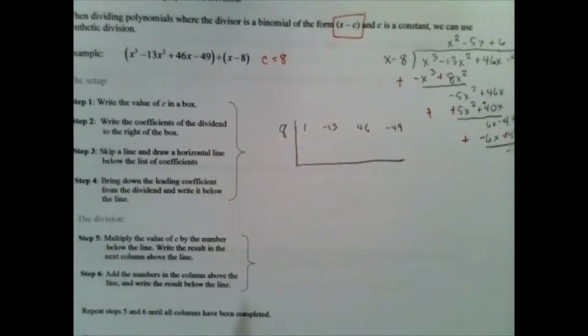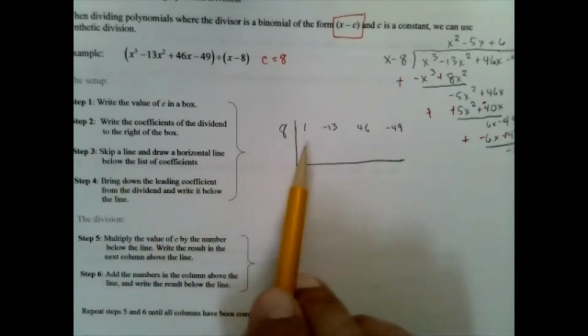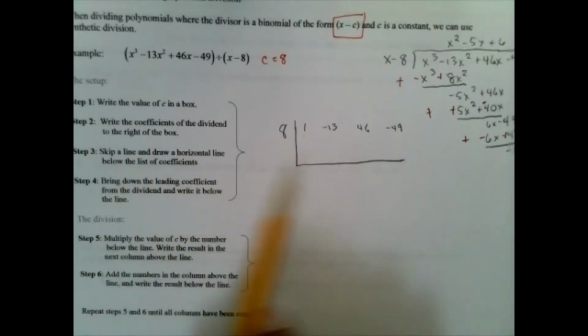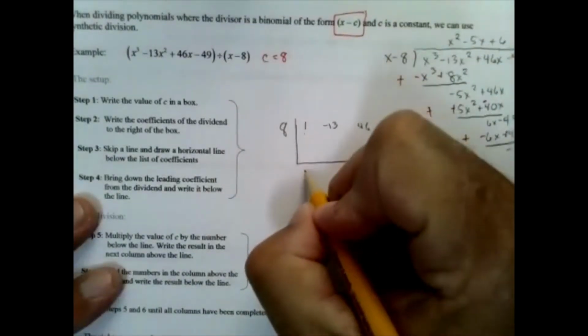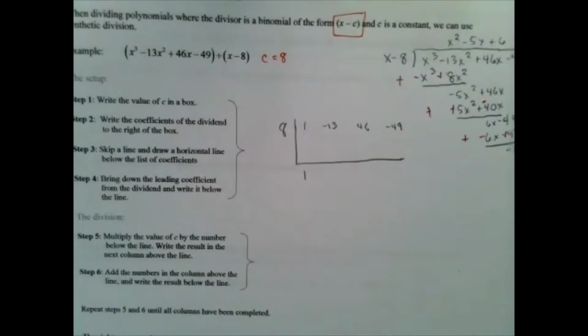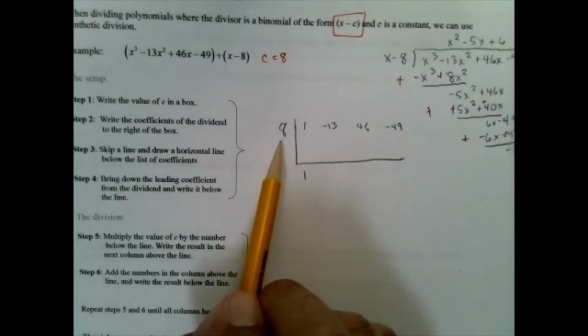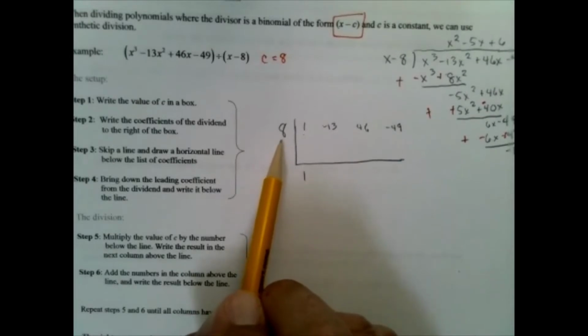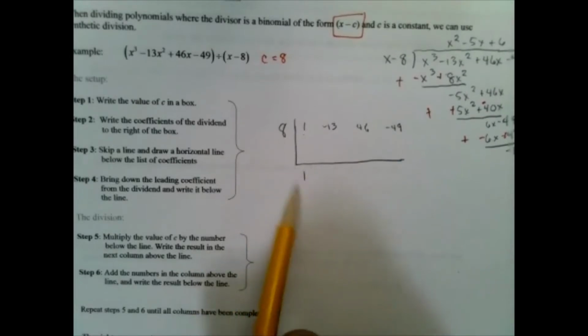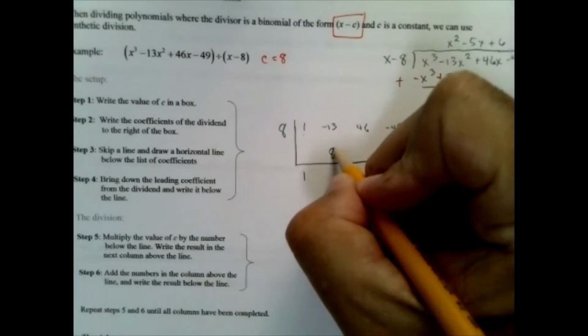Skip a line and draw a horizontal line. So we got all that. And next step is to bring down the leading coefficient. So I'm going to bring down the 1. So now I'm going to multiply. And my multiplier is my c. I'm going to take c times the 1. That's going to give me an 8.